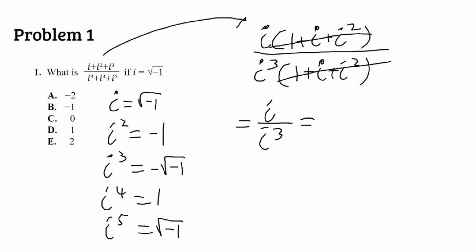Using our exponent rules, this is going to be i to the 1 minus 3, which is i to the negative 2, which is equal to 1 over i squared. Now i squared here is negative 1, so this is equal to 1 over negative 1. So our final answer here would be negative 1, or option B.